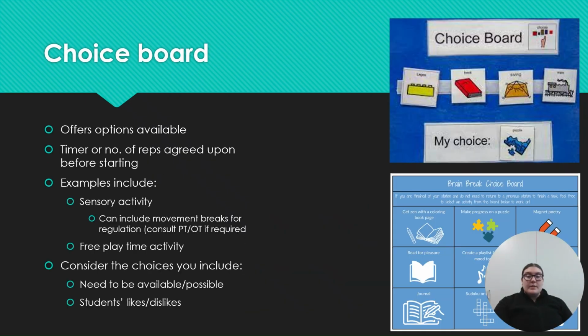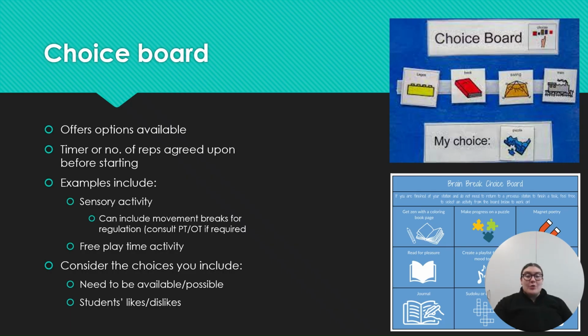A choice board is kind of broken down from an ALS board or an aided language simulation board. It offers the options available, so always make sure that if an option isn't available, for example, if normally a choice would be to go outside during lunchtime but it's raining, make sure you take that option off, otherwise that is going to cause meltdowns, obviously.